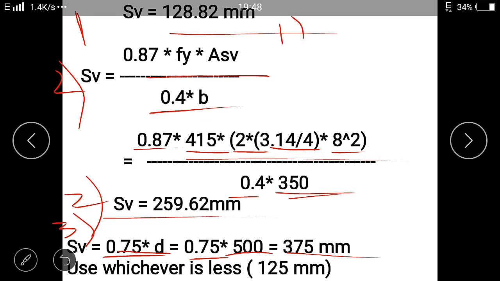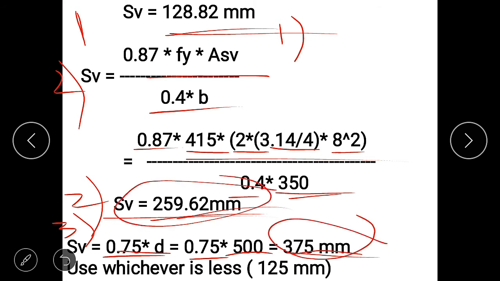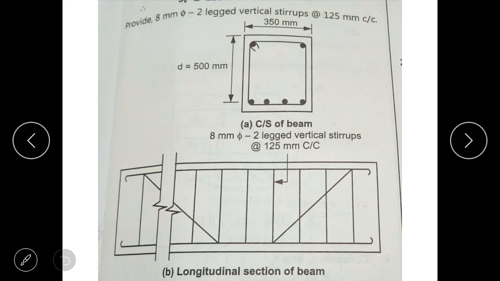In the first condition our value is 128.82, in the second condition the value is 259.62, and the third condition value is 375. Among these three values, 128.82 is the smallest. Use whichever is less. So 128.82 is the smallest, and the round figure is 125 mm. So we use spacing between shear bars of 125 mm. After solving shear reinforcement, draw the cross-section diagram and longitudinal section of the beam.